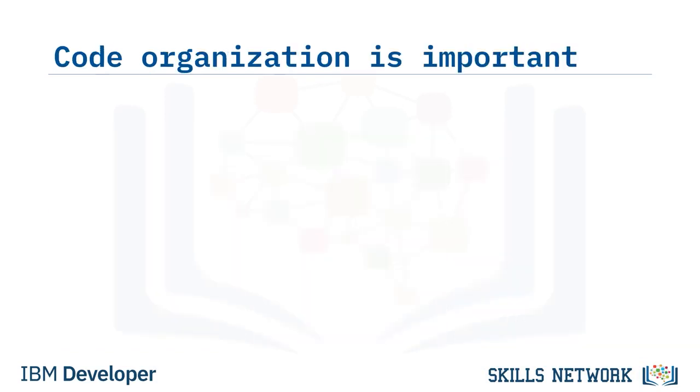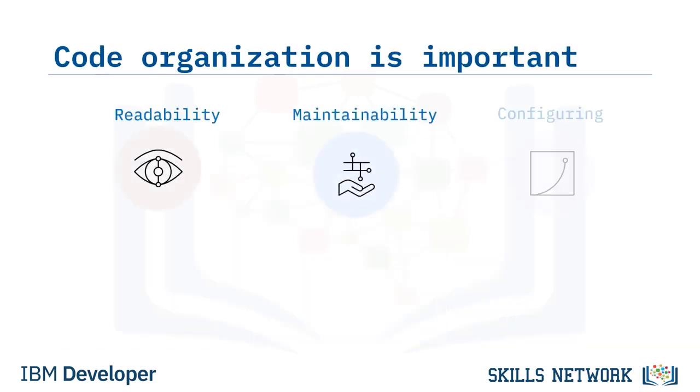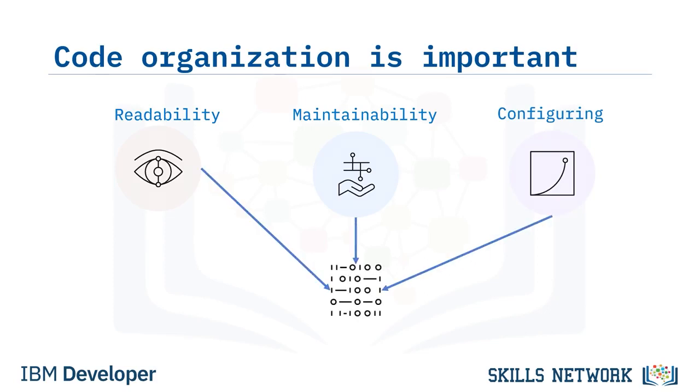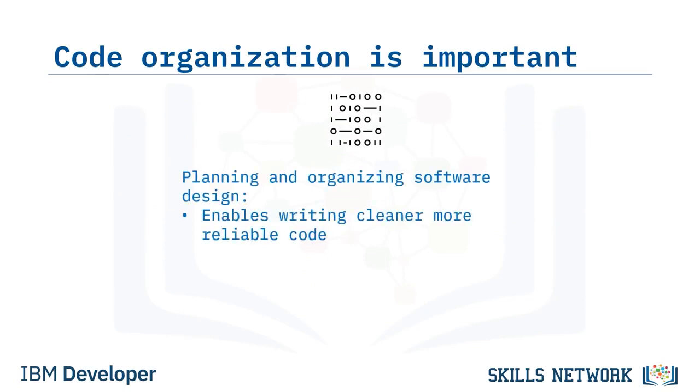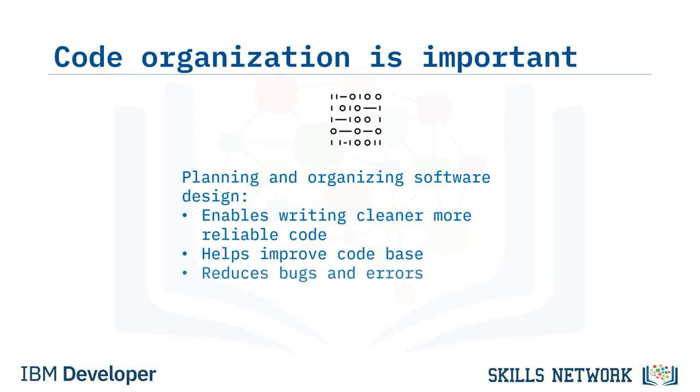Organizing is very important when it comes to reading, maintaining, and configuring code. Well-planned-out software design, usually using one of several methods, helps programmers write cleaner and more reliable code. Planning out code in a visual format helps improve the code base once it is written and reduces the chance of bugs and errors throughout the lifespan of a project.